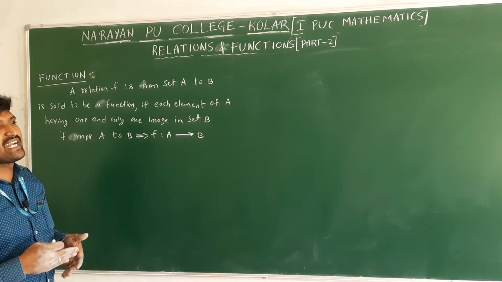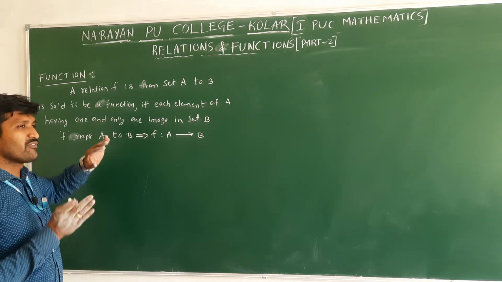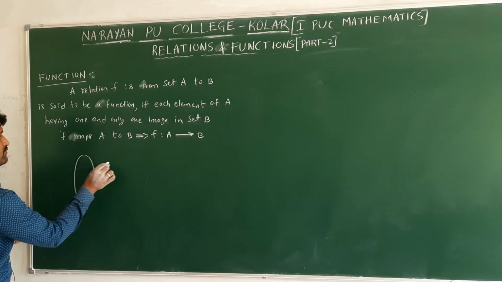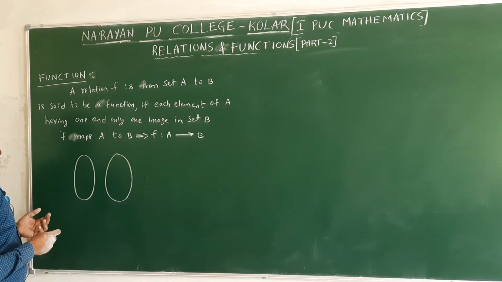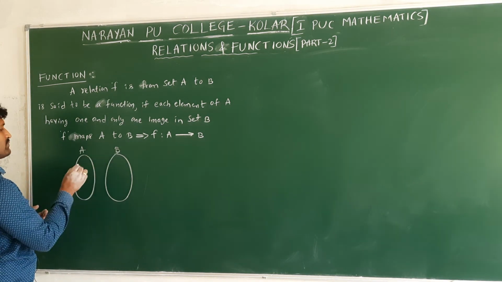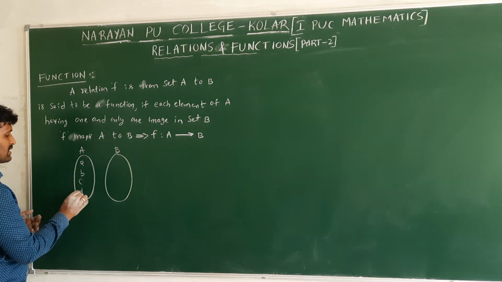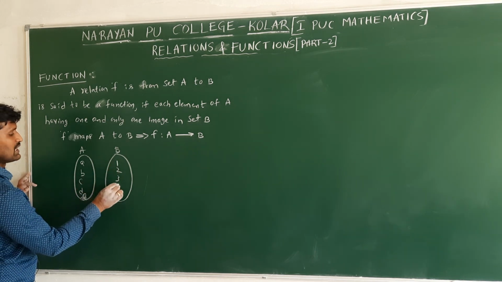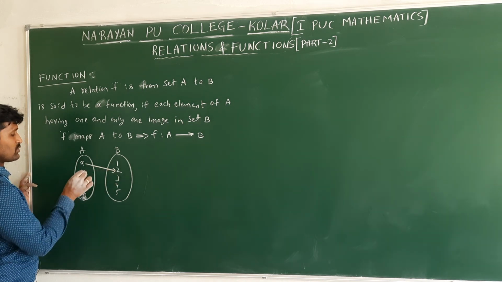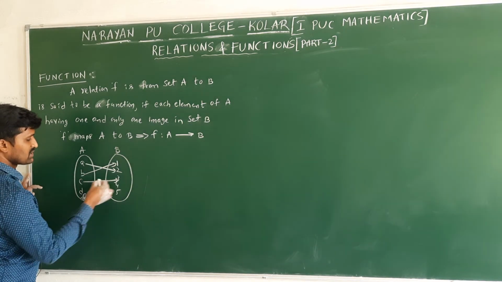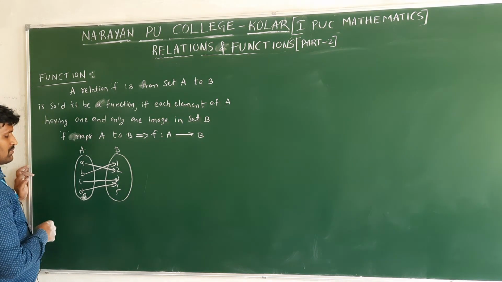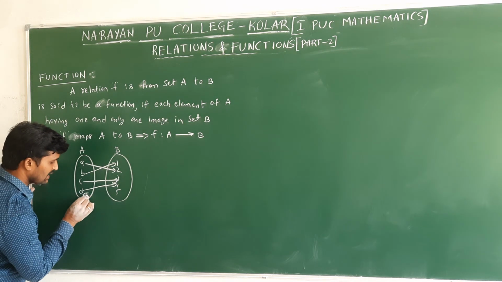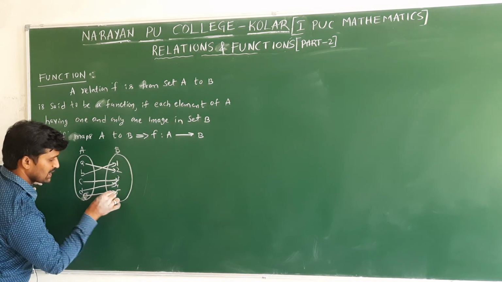Now here we need to understand the difference between relation and function. For example, this is A and this is B. A, B, C, D are there, E also there. Here 1, 2, 3, 4, 5. A with 2, B with 1, C with 3, D with 4, E with 5.